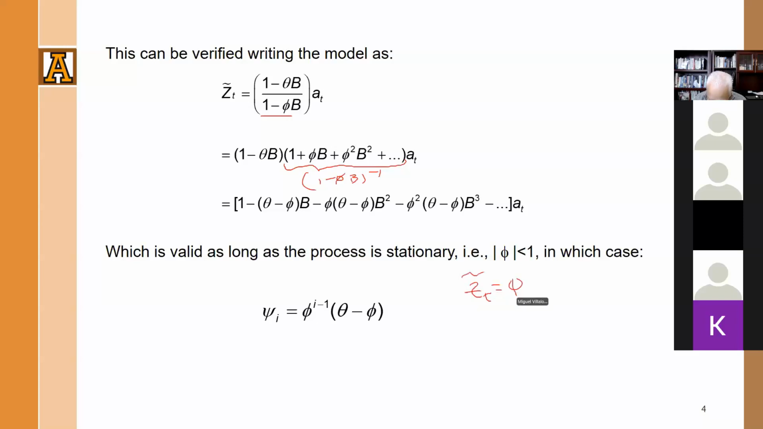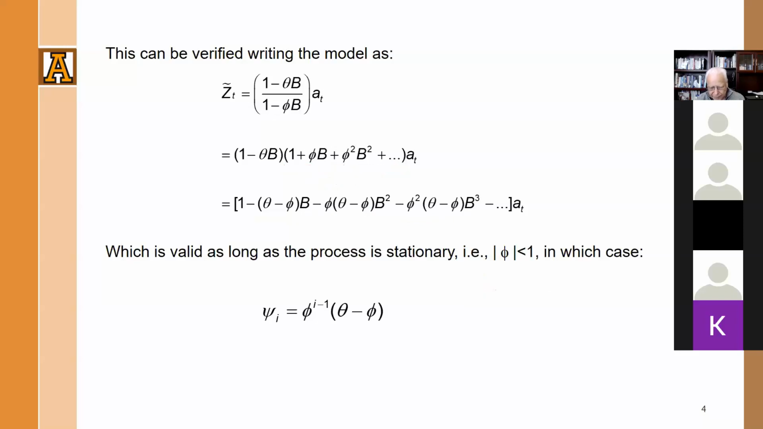Okay, so that will be the psi weights for the representation of Z_t as psi of B A_t. So this will be the coefficients of A_t. You can see it here. When j is equal to 1, I have phi to the 0, which is 1, and I have theta minus phi, which is this term here. Then the next term is phi to the 1 times theta minus phi, and then the next one is phi squared times theta minus phi. Okay. So those are the psi weights.